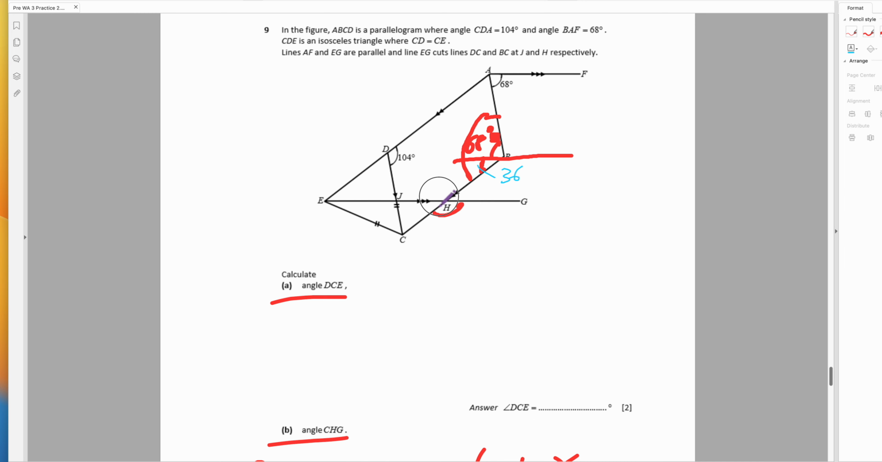If this is 36, then this one will be 180 minus 36, because it's a C, so this is the opposite also. You can also see it as angles on a line. But you have to draw a line. So remember this technique.